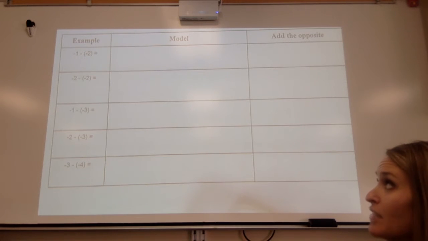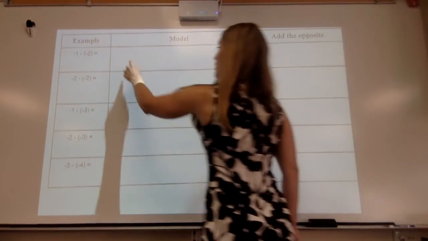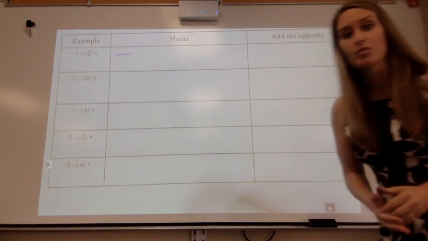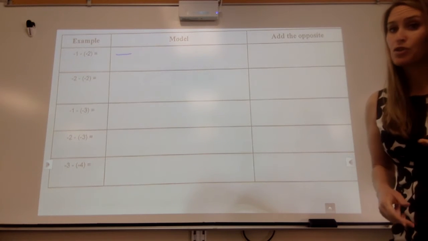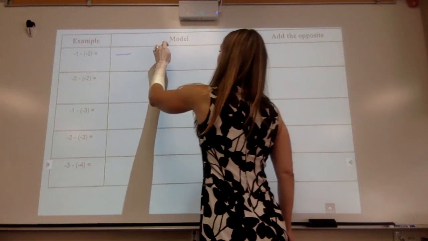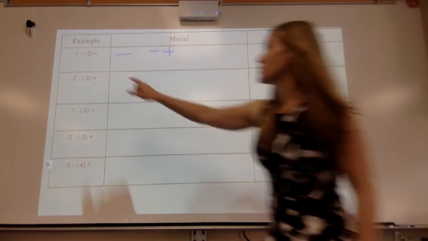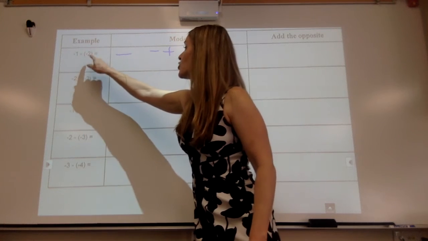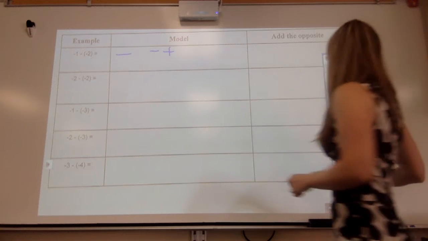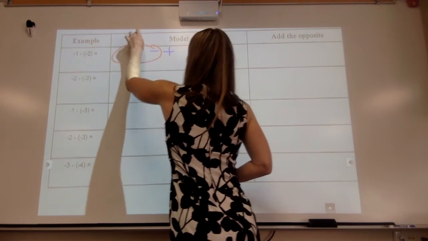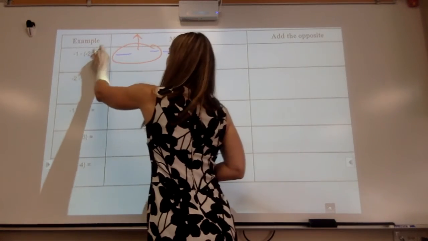Our first question is negative 1 take away a negative 2. So let's start with our negative 1. Can I take away 2 negatives? Well, I have a negative there, but I don't have 2. So I'm going to bring in a 0 pair. Now, can I take away, because that's what subtraction means, 2 negatives? In this case, I have 2 negatives, so I'm going to circle those 2 and take them away. And what do we have left? We have a positive, so our answer is positive 1.